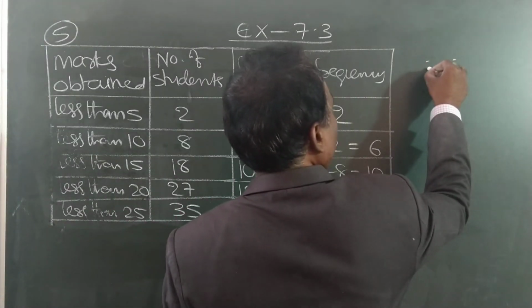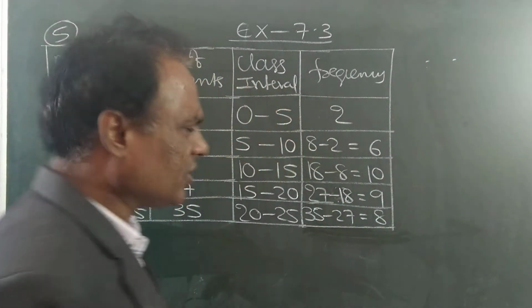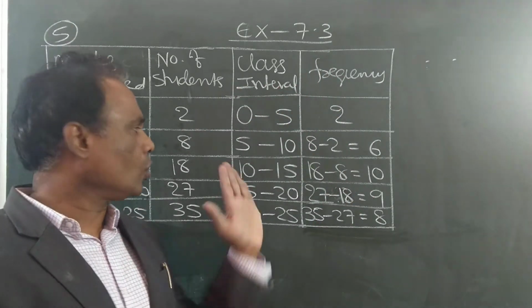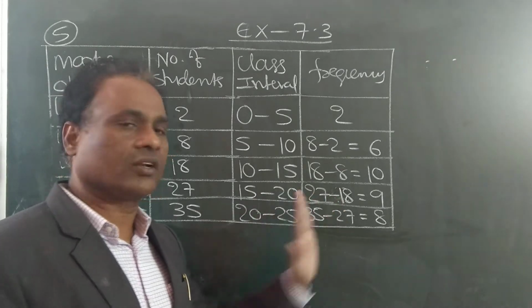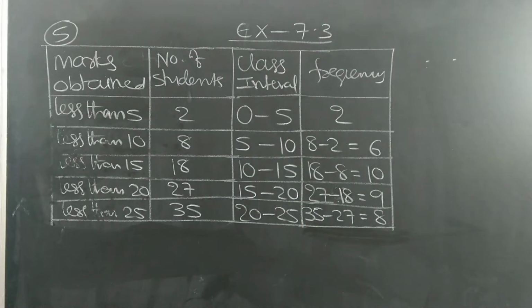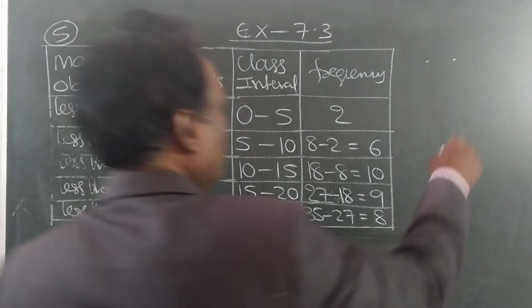Therefore, you can write this separately also. You can write like this: class interval, frequency is prepared. The 2 questions are over. First question, second question. So 2 more questions we have. Write down, students. Up to here you write down.